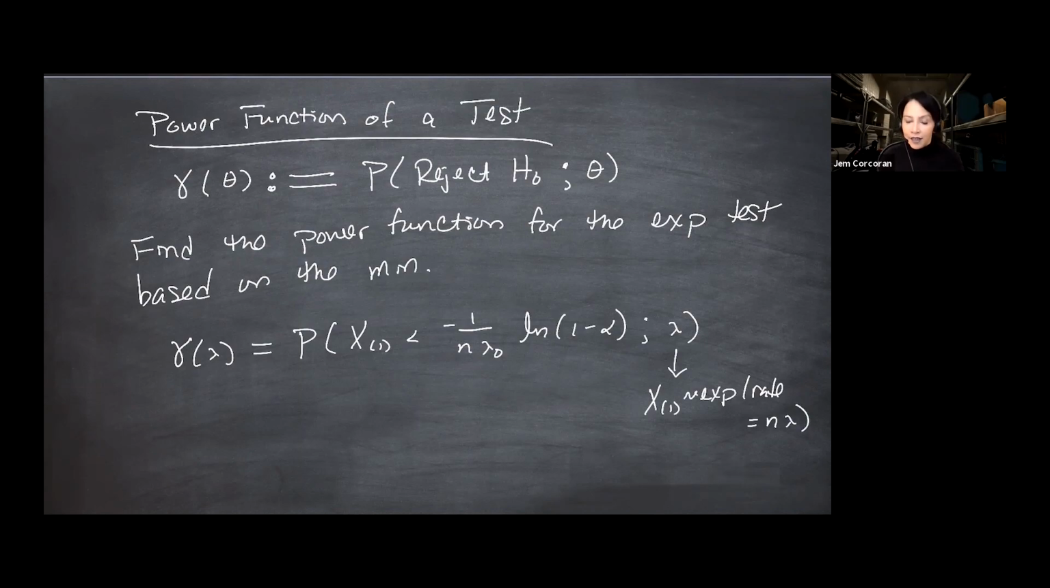And so this is again the CDF for an exponential with rate n lambda. So I get 1 minus e to the minus n lambda, but I plug in all of that stuff: -1/n lambda naught times log 1 minus alpha. Because that is how you compute the probability that the minimum is less than this number.